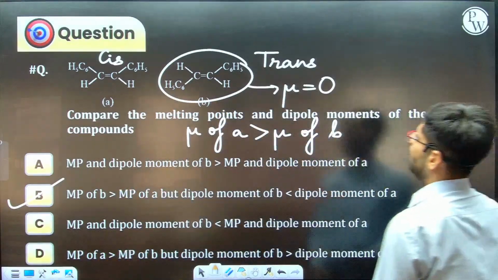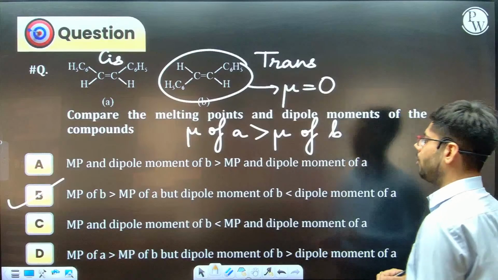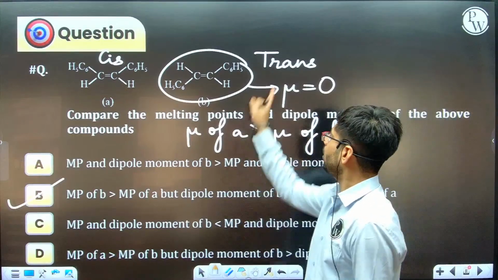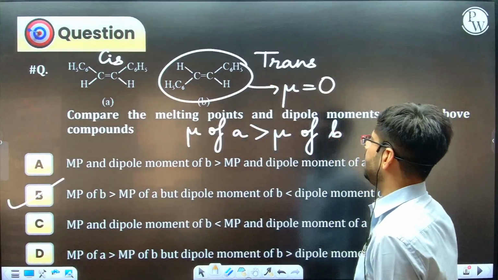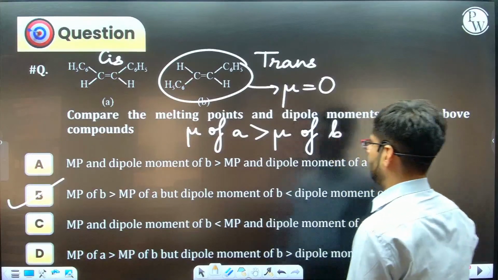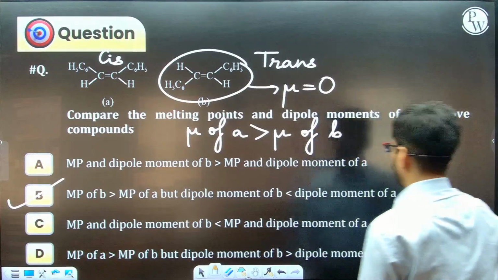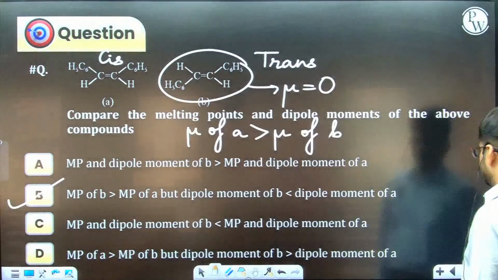So melting point of trans is higher than melting point of cis. So melting point of B is higher than melting point of A, but dipole moment of A is higher, which means dipole moment of B is less than dipole moment of A. So option B is the correct answer.